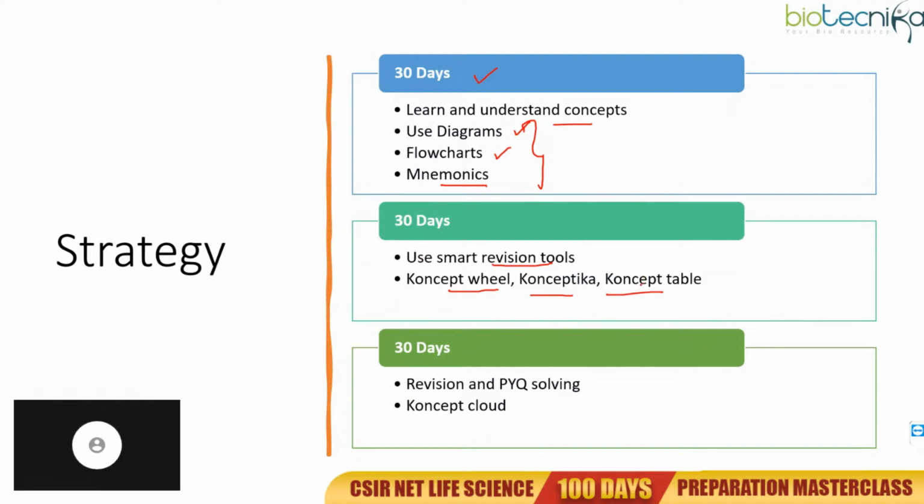Then finally, in the last 30 days, when you are doing your revision and solving previous year question papers, I would suggest going through the concept cloud, because whatever you have studied in the first 60 days, you need to check whether you remember it or not. If anything you have forgotten, you need to check in the concept cloud whether you have covered all the important topics. If you have missed anything or do not remember anything, you need to go back and study that again. If you follow this strategy, I'm sure it will definitely help you in clearing and performing better in the CSIR NET exam.